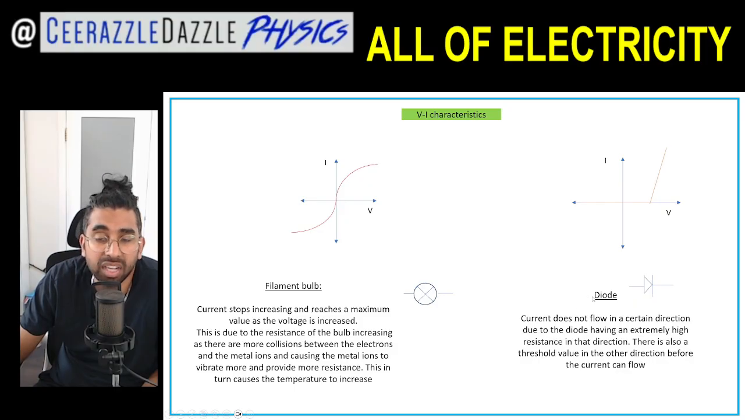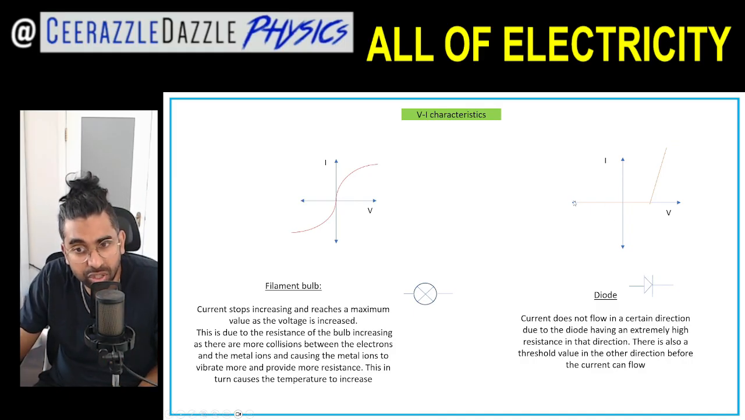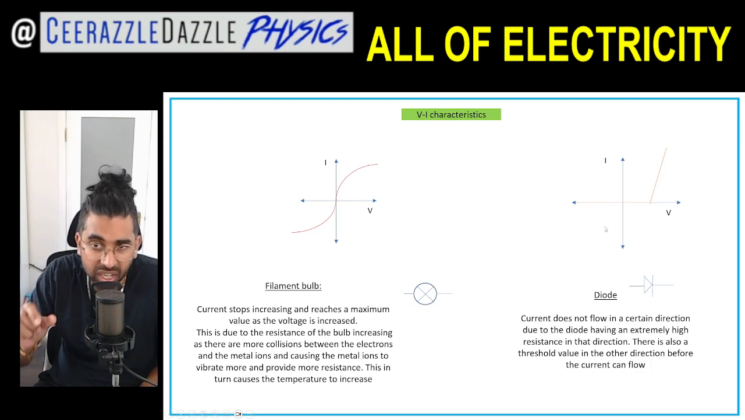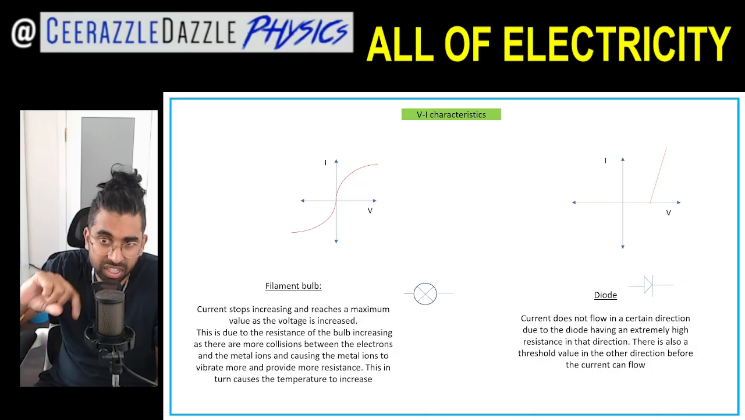The diode. The diode is different to the filament lamp. The diode only allows current to flow through it in one direction. So as you can see, the graph is 0 in one direction, and after a certain value it starts to go up. We can see that the reason why the current is 0 in this direction is because there is a high resistance when it's in a certain orientation. So the diode only allows current to flow through it in a certain direction, and the orientation of it matters within your circuit.